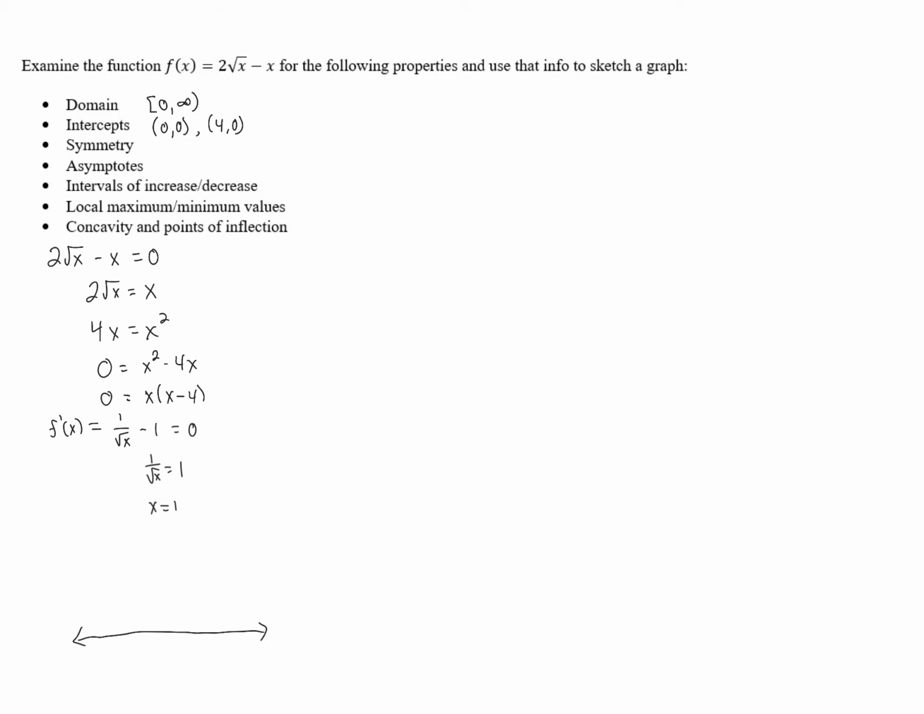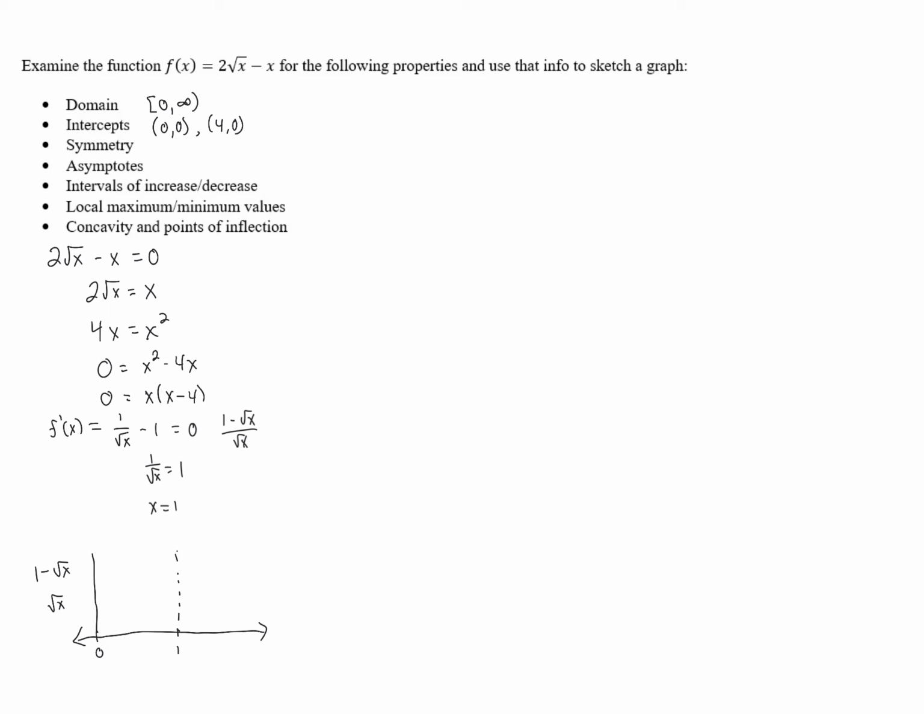And remember, 0 is an endpoint of the domain, so we don't have to look to the left of that. And we've got 1, and let's see. We can rewrite this derivative if we want there to be factors. We could put it all in one fraction, 1 minus root x over root x. So our factors are 1 minus root x and root x.